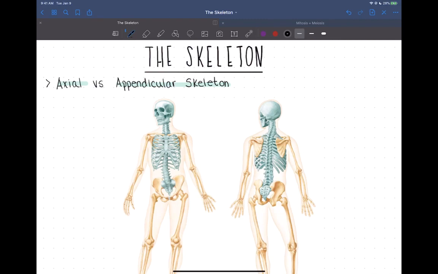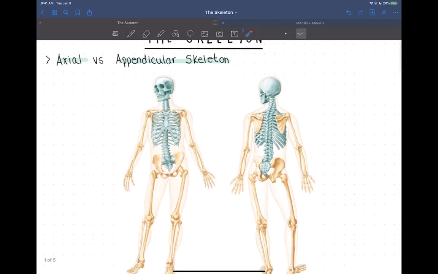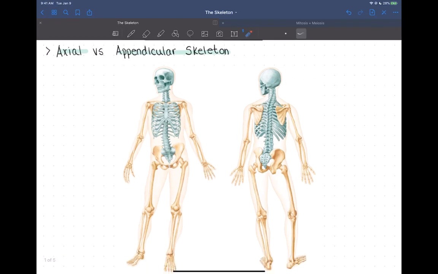All right, so let's get started by first talking about the difference between the axial and the appendicular skeleton, okay? And so in this picture, they're color-coded, all right? And so the axial skeleton is going to be everything in this teal color, okay? And so it includes the skull, all right? It includes the vertebral column and the sacrum, right, at the base of the vertebral column. It includes the ribs as well, all right? So all of that is the axial skeleton.